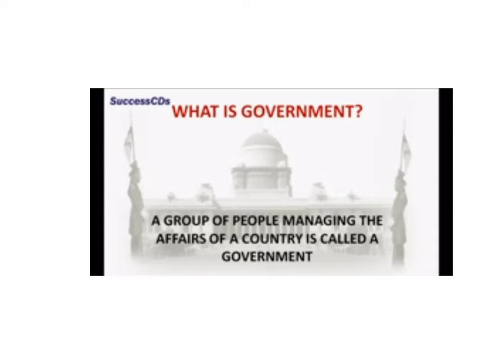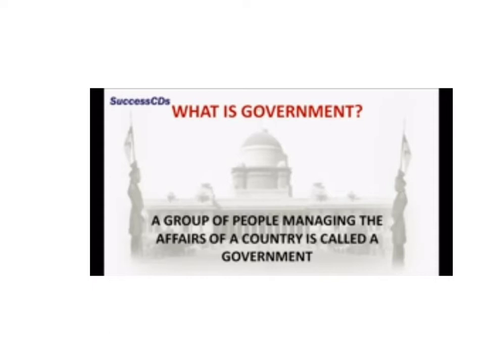First of all, we will see the introduction, what is government all about. So students, what is government? A group of people managing the affairs of a country is called a government. So we can say a government is a group of people or an organization or a managing body which organizes all the affairs of a country.